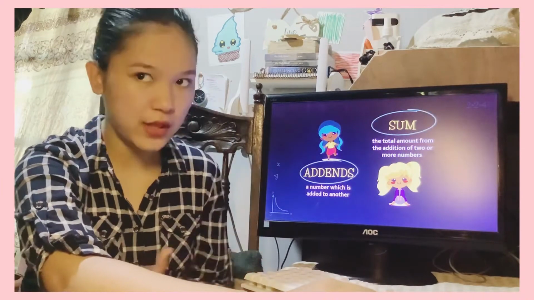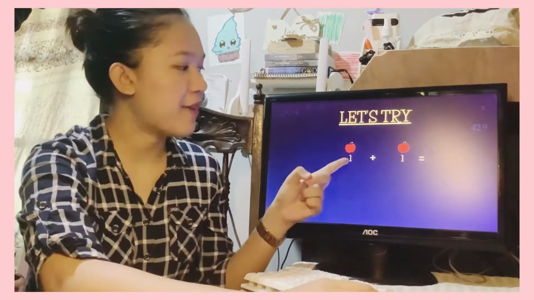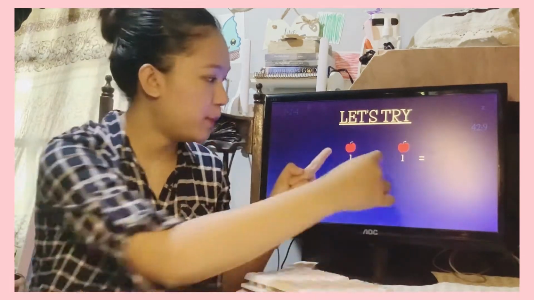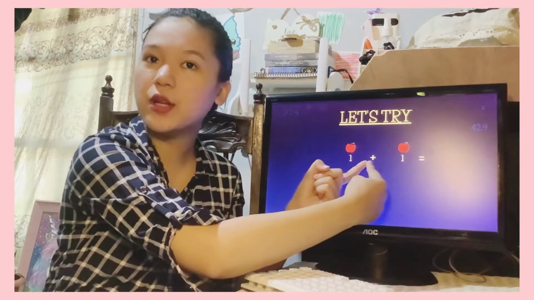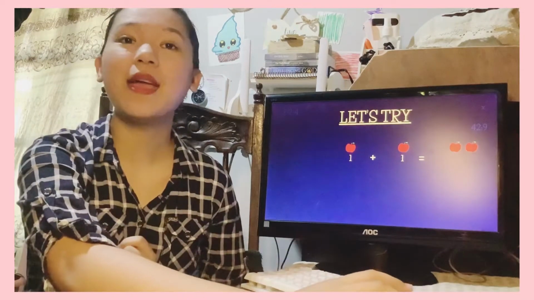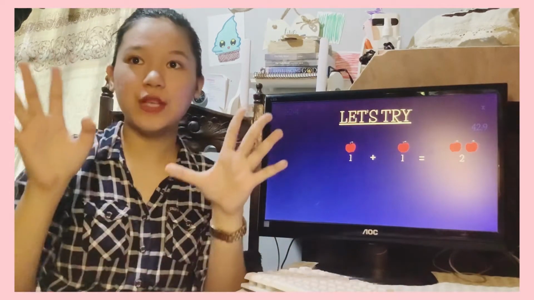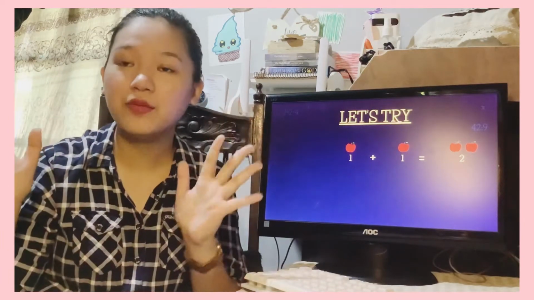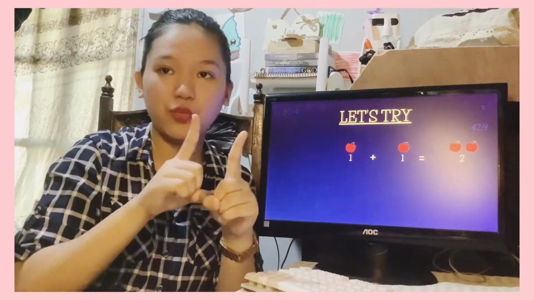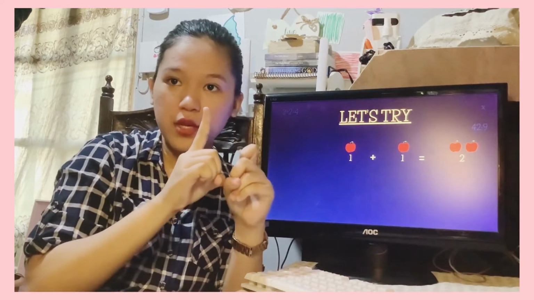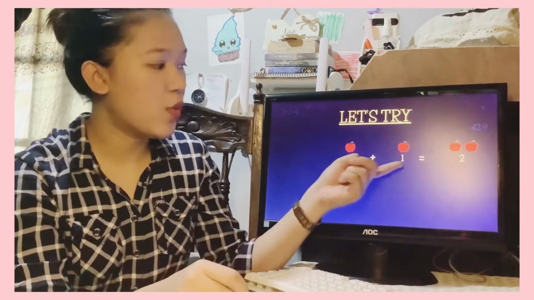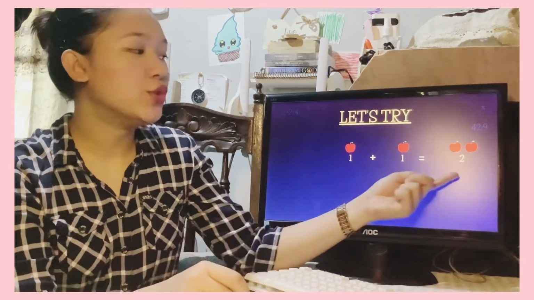Now let's try an activity. Teacher B has here one apple, and teacher here has another apple. If you put them together, how many apples are there? Two. There will be one, two apples. Very good. If we use finger counting, I have here one and I have here one, and if we put them together, it will result in one, two. So it will be two apples. So one plus one equals two.